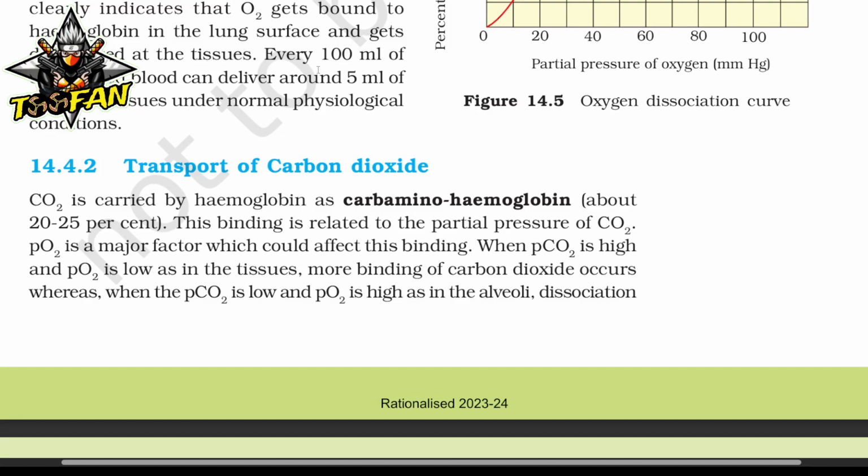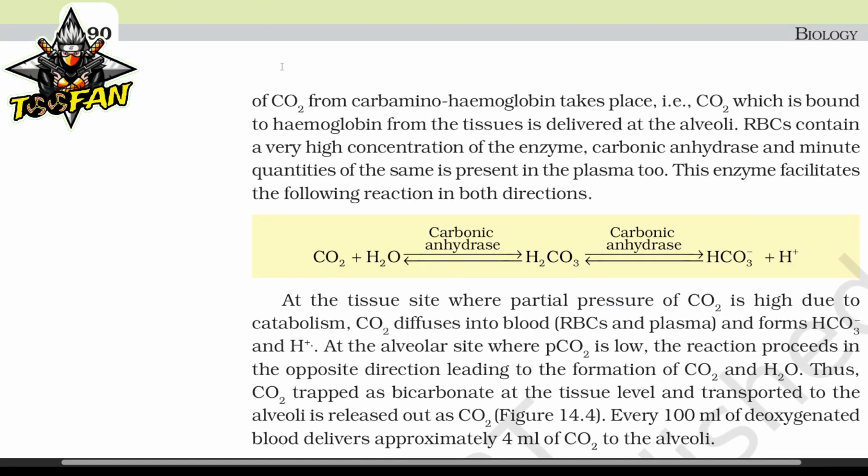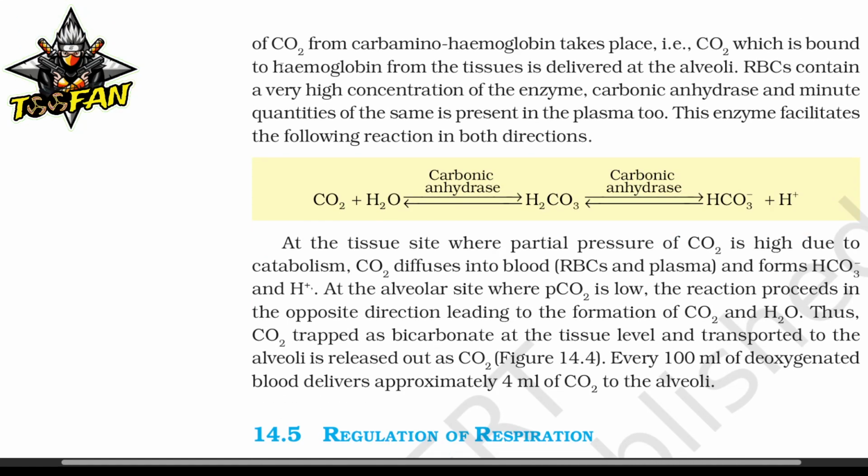When partial pressure of carbon dioxide is high and partial pressure of oxygen is low, as in the tissue, more binding of carbon dioxide occurs, whereas when the partial pressure of carbon dioxide is low and partial pressure of oxygen is high, as in the alveoli, dissociation of carbon dioxide from the carbaminohemoglobin takes place, that is, CO2 which is bound to the hemoglobin from the tissue is delivered at the alveoli.